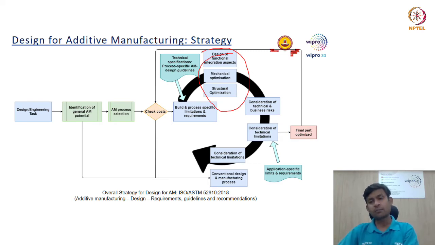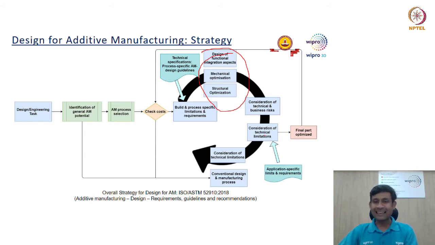Once we have made the final optimization of the part, after doing the process based simulation, we go back and check the cost, and the variation between the final optimized cost and the initial design cost should not be more than 10 to 20%. That's what we have observed.